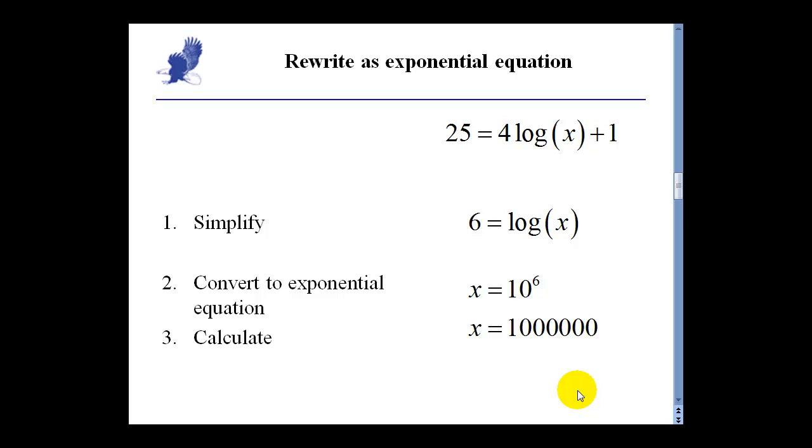We now convert that to the exponential form, so we get 10 to the 6th power equals x. So we now have it solved because 10 to the 6th is a million. If we plug a million back into the original problem, we are going to get 4 times 6, 24, plus 1 is 25, so it's going to check out. In the next segment of the tutorial, we'll go through several more examples.